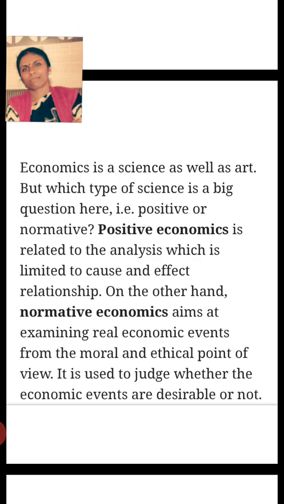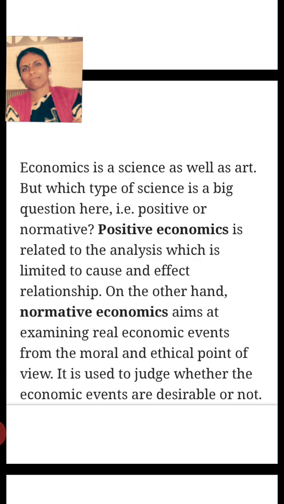Dear students, we all know that economics is a social science. It is a science as well as an art. Economics is a social science because it deals with economic activities of man in society. So economics is both a science as well as an art. So the question arises, which type of science is it? Is it positive or normative? So come to the point, what is positive economics?